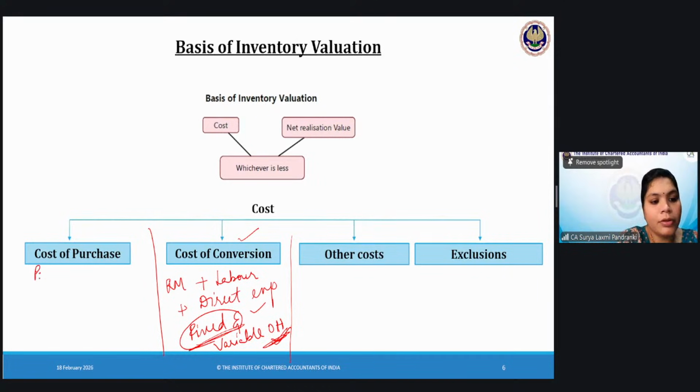And here I've written purchase price. I'm writing it again if someone wants to write it.